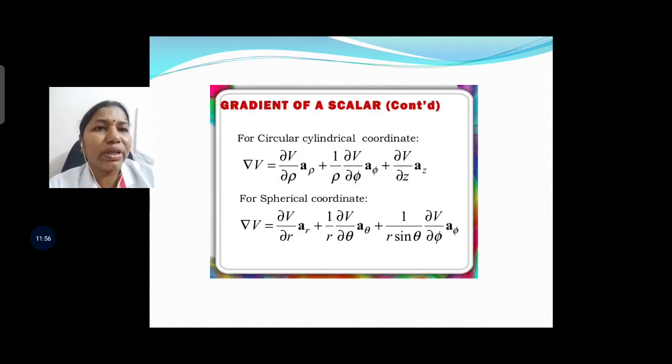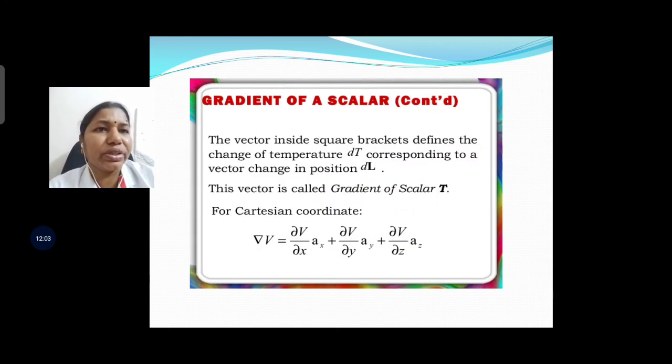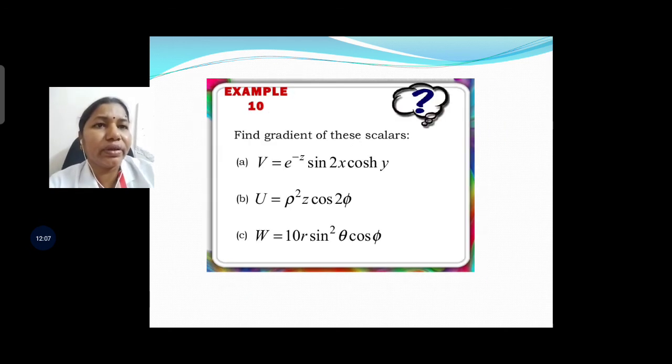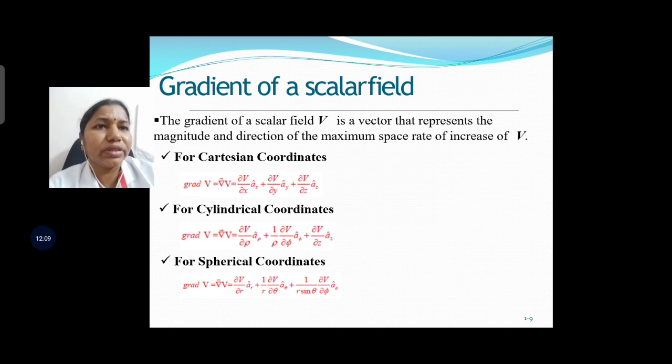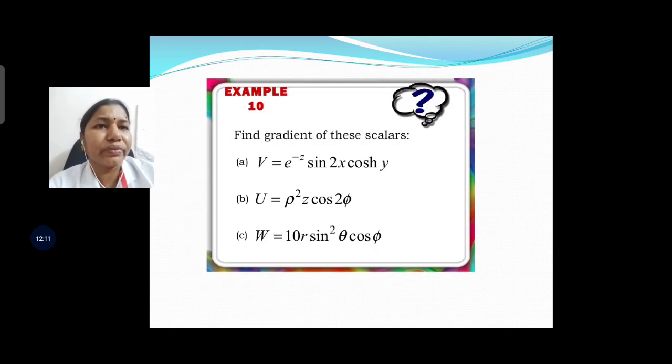So the same thing is written here for the cylindrical coordinate system, rho phi z, and the spherical coordinate system. So this is the gradient for Cartesian, cylindrical and spherical. Now we are going to solve this problem: find the gradient of this scalar V, which is equal to e^(-z) sin 2x cosh y, as given.